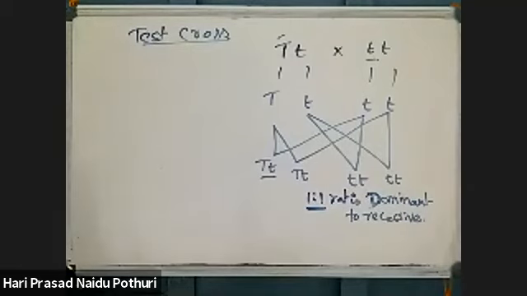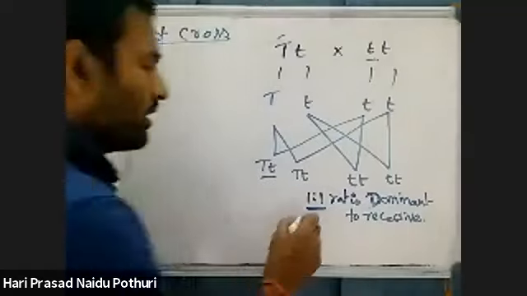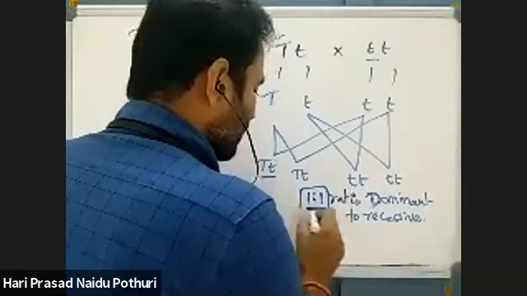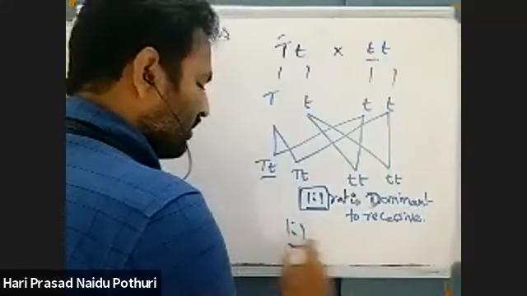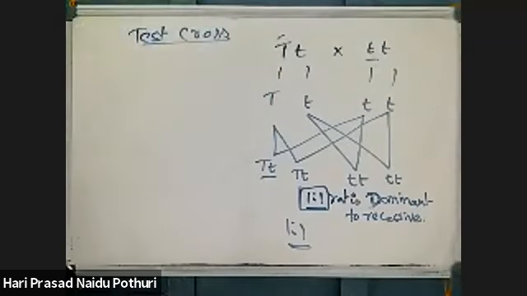This is the test cross ratio. What is the ratio of the test cross? The monohybrid test cross ratio is 1:1. Next point.